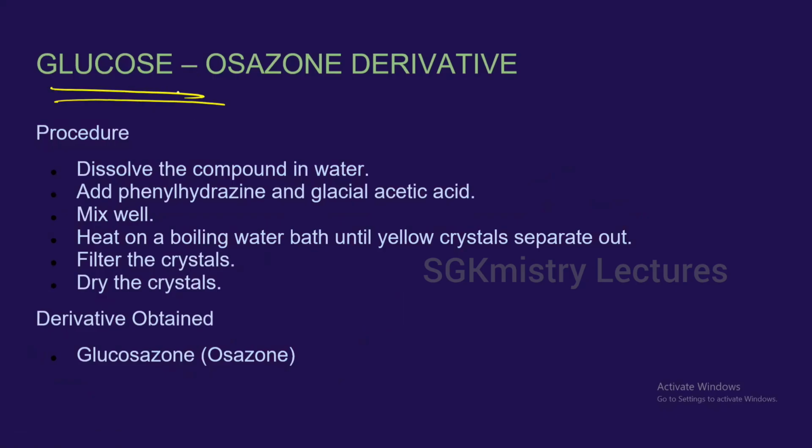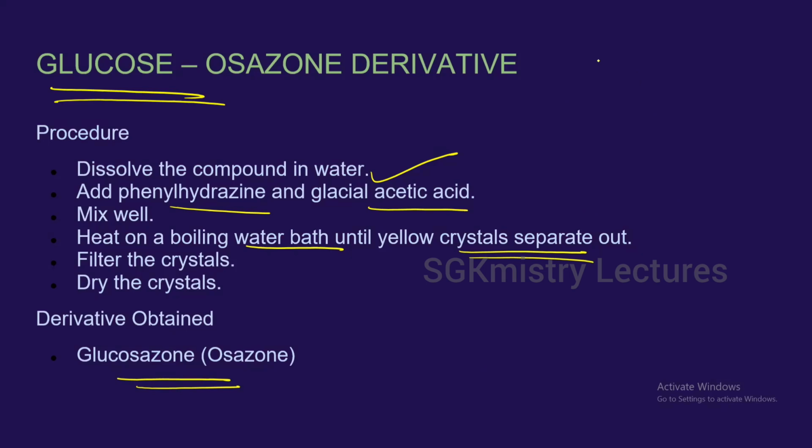Next, coming to glucose. Suppose the compound given to you is glucose, you have to prepare the osazone derivative. First, you need to dissolve the compound in water. We know that glucose is soluble in water. To this, you're going to add phenyl hydrazine as well as glacial acetic acid. You're going to mix the contents well and heat it on a boiling water bath until you get yellow crystals. These yellow crystals are the osazone that is formed. Once you get the crystals, you're going to filter and dry them and keep them for display. The name of the derivative that is formed is glucosazone, or the osazone derivative. So this is the structure of the compound.